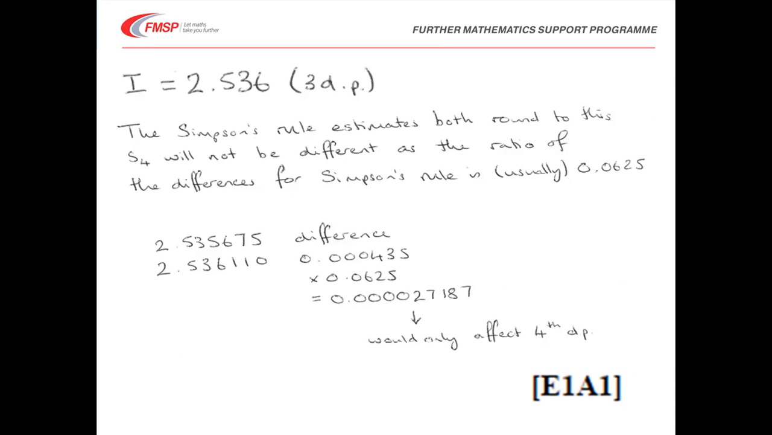You get 1 mark for selecting an appropriate accuracy for your integral, and 1 mark for your explanation. My explanation goes far too far. It's really a case of the Simpson's rule estimates. We got both round to it, and the fact that S4 won't be different by that much, because the ratio of differences is 1/16. Okay.